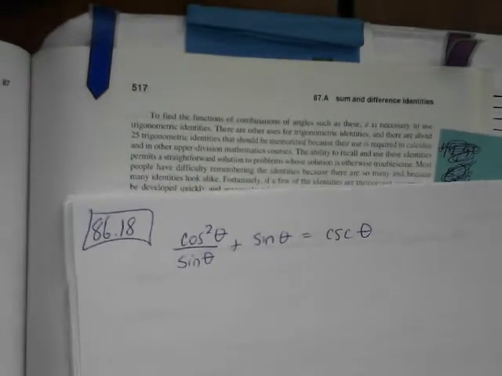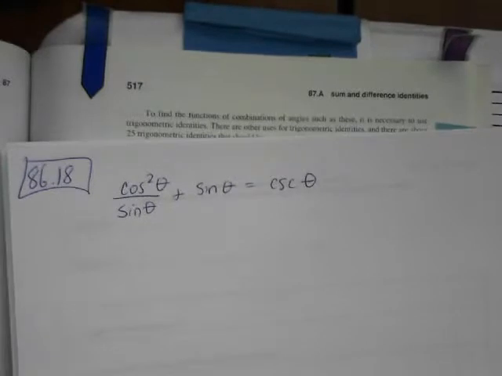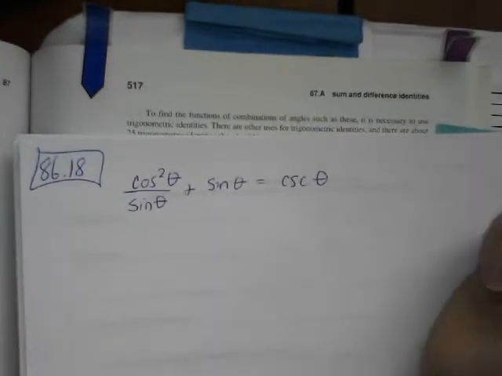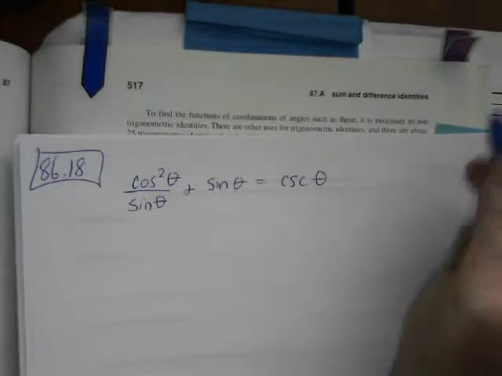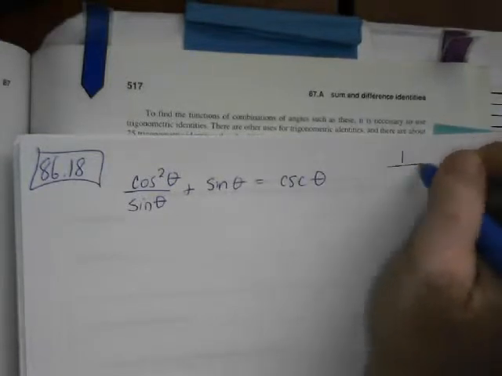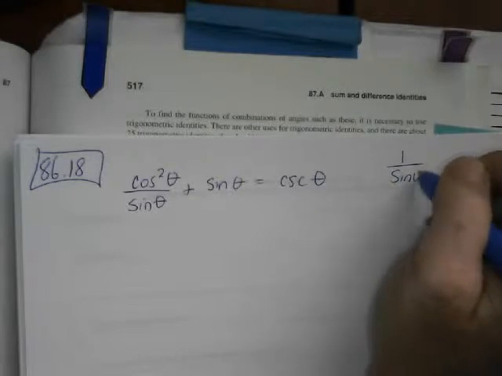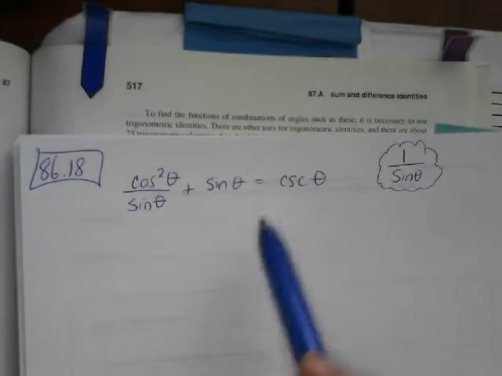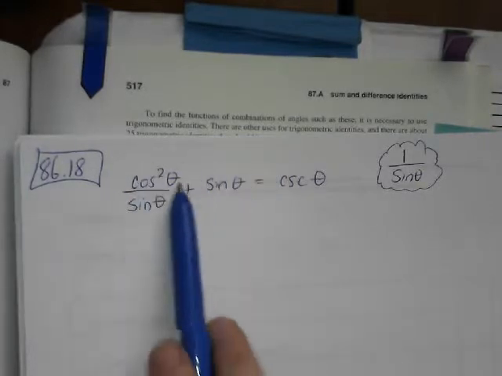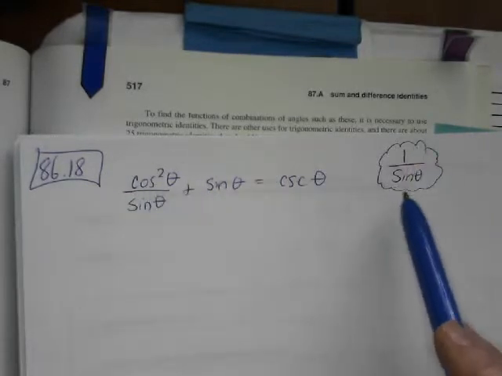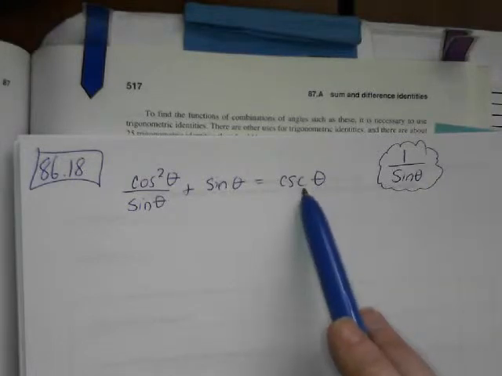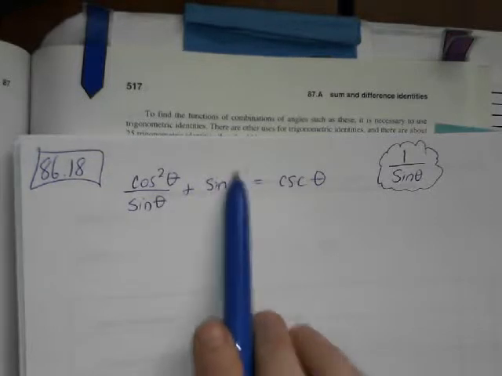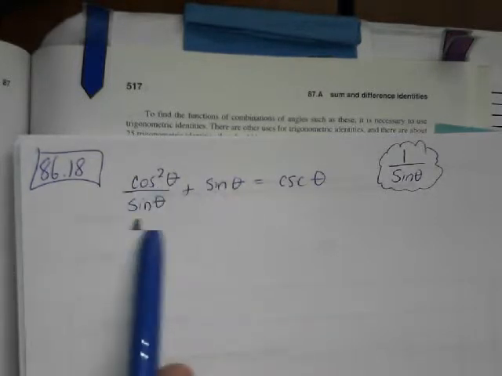So whenever the right-hand side is one of the reciprocal functions, I like to just remind myself, what is cosecant the reciprocal of? Isn't that the same as 1 over sine? Let's put that in a little cloud over here. So as I'm working over on the left-hand side, if I happen to come up with 1 over sine theta, well then that's the same as cosecant theta. So on these, you're just kind of using some instincts.